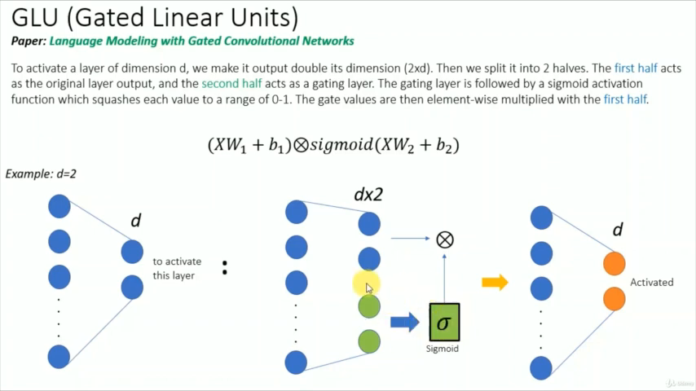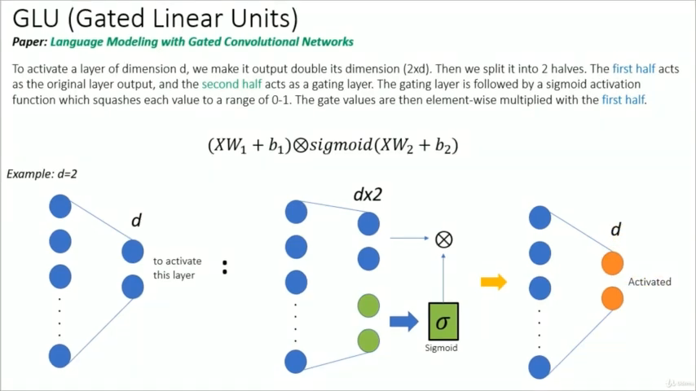This gate that we're constructing, when we multiply it with the first half, adds some nonlinearity from the gate. So after the first half is multiplied with the sigmoid activation of the second half, this multiplication output is considered as activated, and we get back a dimensionality of d. So here we're going to output d times 2, split it into 2 halves, run the sigmoid on the second half, element-wise multiply it with the first half, and then we get back our layer of dimensionality d activated. So this is the equation for it.